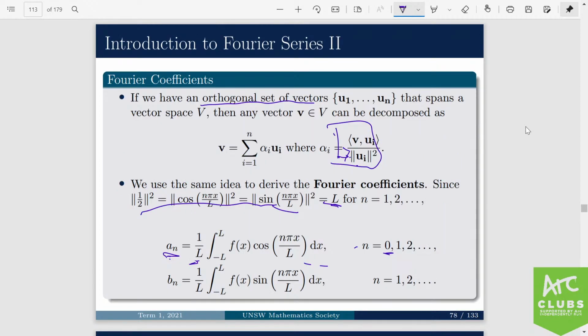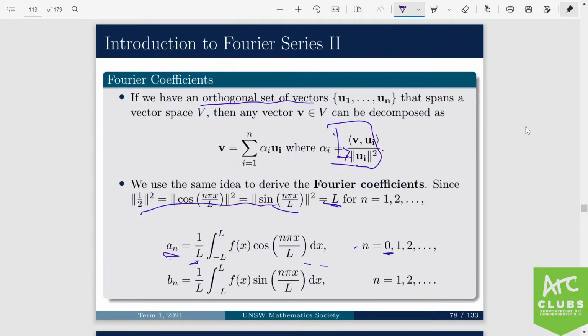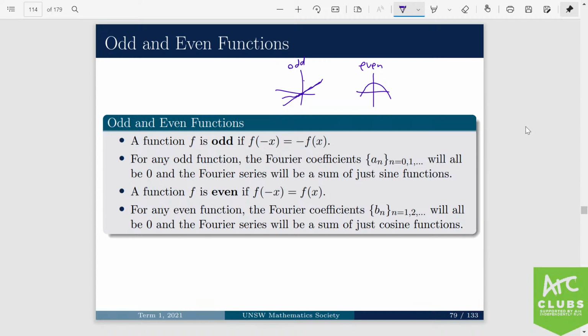With our Fourier series, we're replicating these functions using cosines and sines. And hopefully you know that cosine is even and sine is odd. So if we want to replicate an odd function, it makes sense that we replicate it with odd functions. So if we have an odd function, our Fourier series just becomes a sum of sines, and we can ignore all the cosines. Basically all the ak become 0. And when we have an even function, then all the bn's, so all the coefficients for sine, become 0.